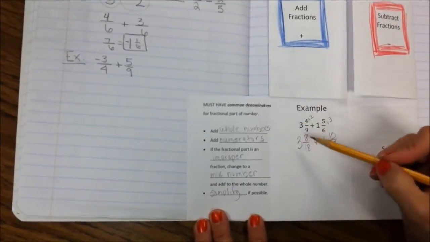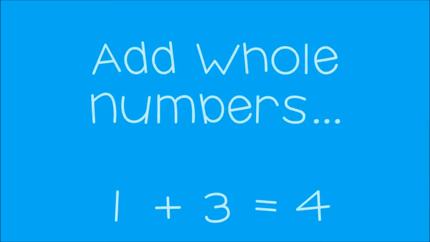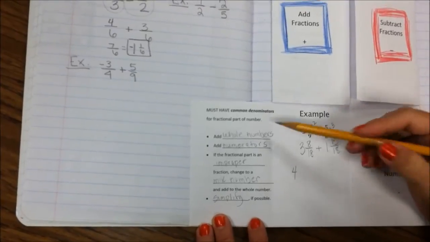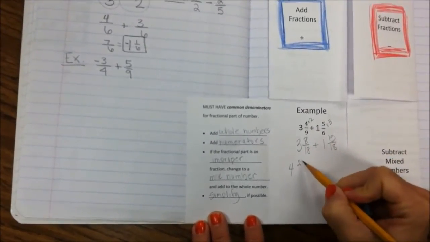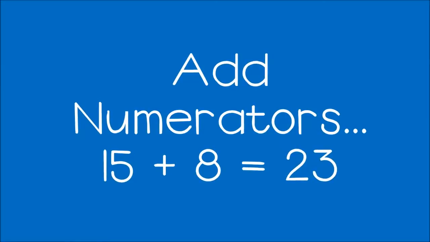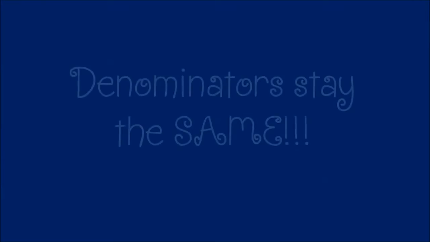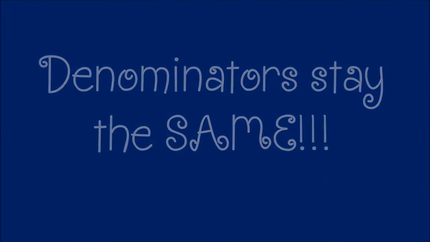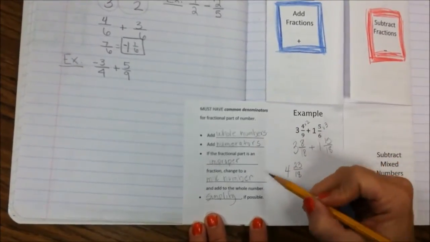Now I'm going to add my whole numbers. So 1 plus 3 is 4. We're going to add the numerators. 15 plus 8 is 23. And the denominators stay the same. It's an improper fraction, so I need to turn it into a mixed number. So we're going to go ahead and divide.